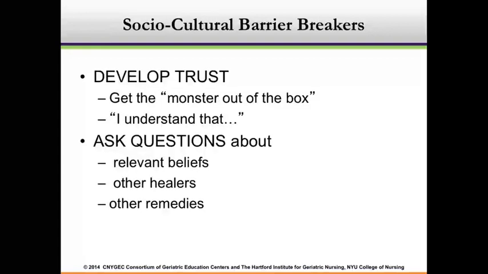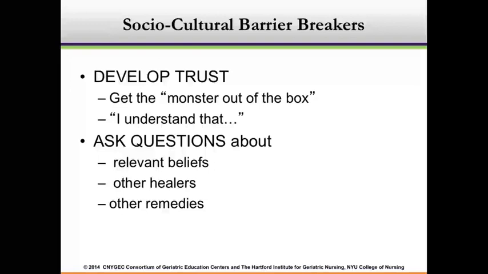So again, what are some of the barrier breakers? Well, you need to develop trust, and you do that by getting the monster out of the box. And it can often be done as simply as, I understand that. You can't hear, you're worried about this, you're depressed, whatever, you've got a pain in your leg. That brings a tremendous notion of meeting someone where they are and finding some common ground. I understand that your religion is very important to you. All of these kinds of things. Just try starting with, I understand that.